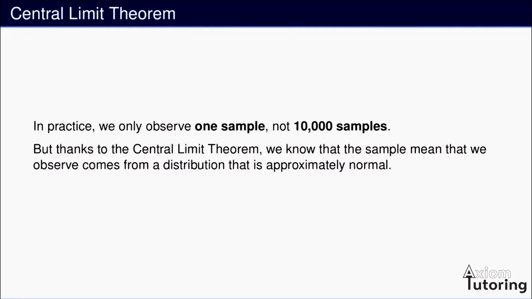But in practice, obviously, we only observe one sample, not 10,000 samples like in the toy example that we looked at. But thanks to the central limit theorem, we know that the sample mean that we observe in our one sample will come from a distribution that is approximately normal. So that will tell us something about the distribution that the sample mean we observe is coming from, and that will help us when we do hypothesis testing.